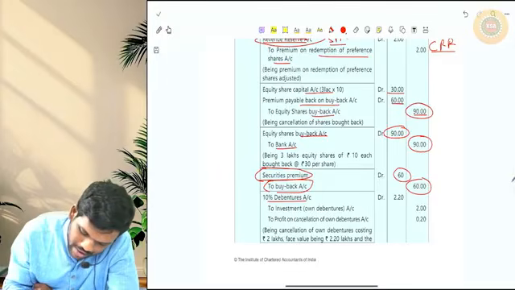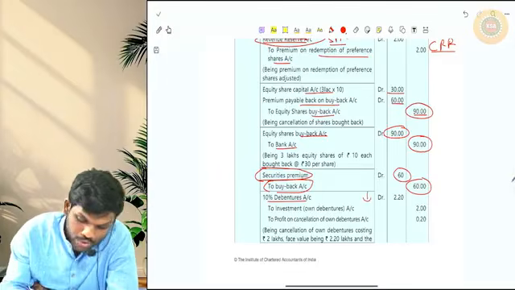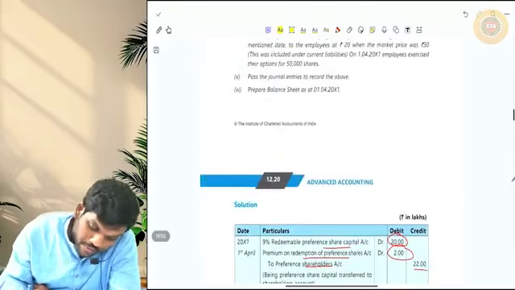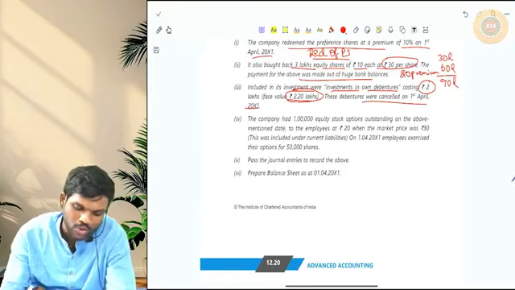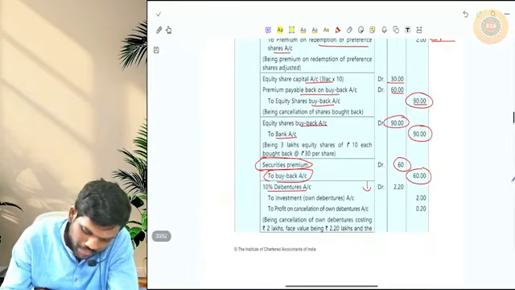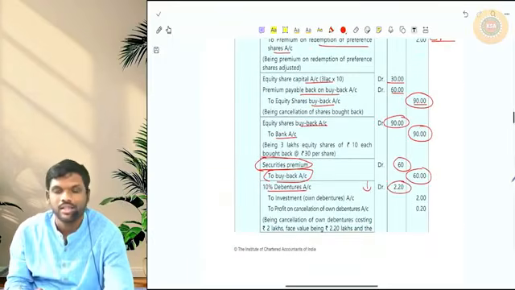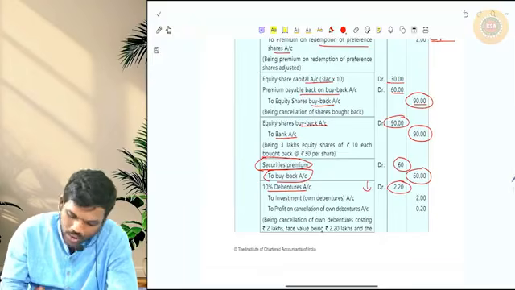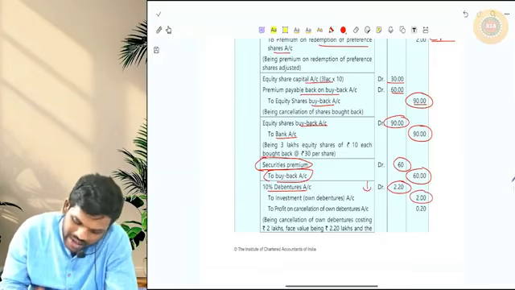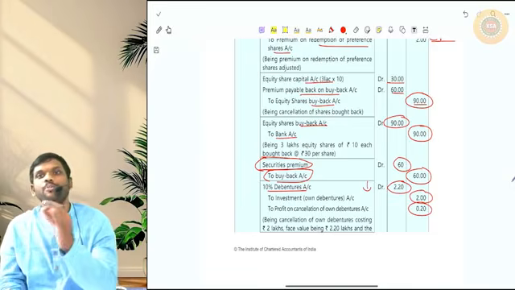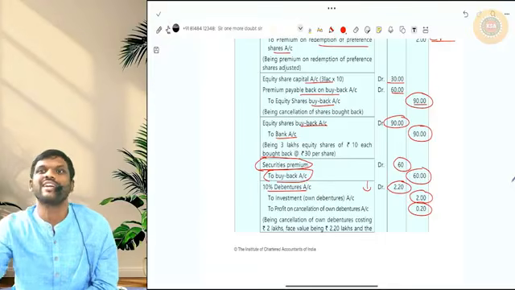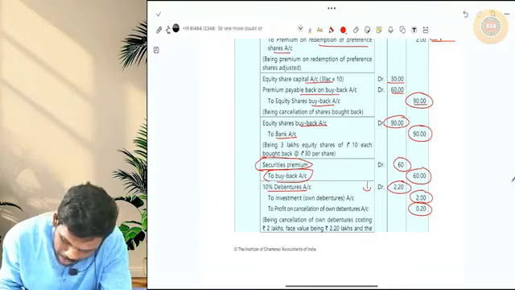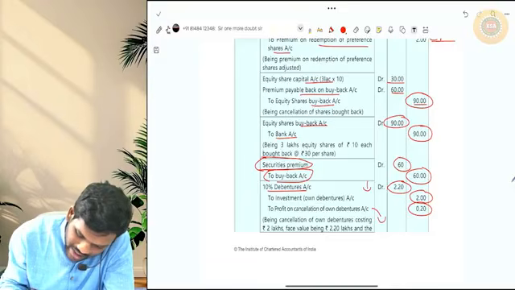Debentures account debit, because my liability is reducing, and your debentures will reduce to the extent of face value. To that extent it got cancelled. So face value is 2.2. So debenture account debit 2.2 lakhs, to investments, because your own debenture will reduce 2 lakhs, and remaining 20,000. Basically, for 2.2 lakhs worth face value debentures, you have paid just 2 lakhs and cancelled it. So remaining 20,000 is a profit. This profit should be taken to capital reserve.